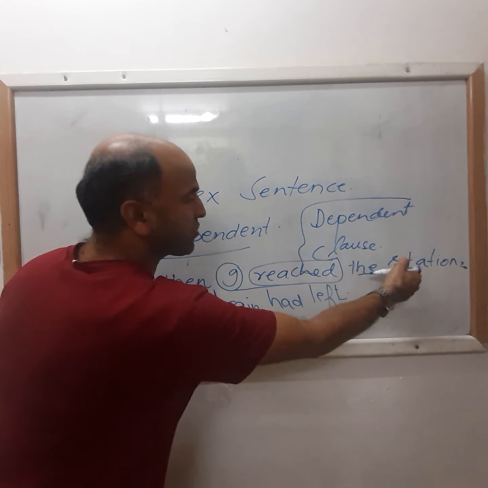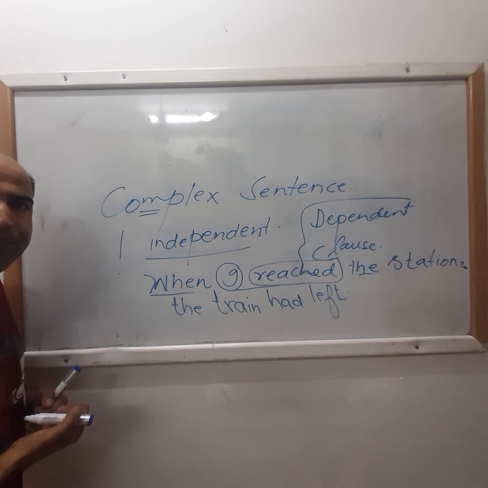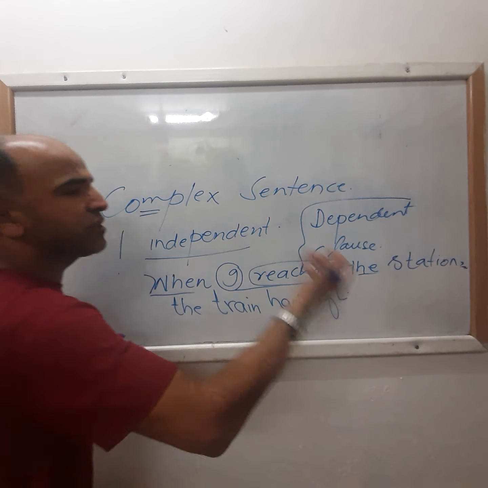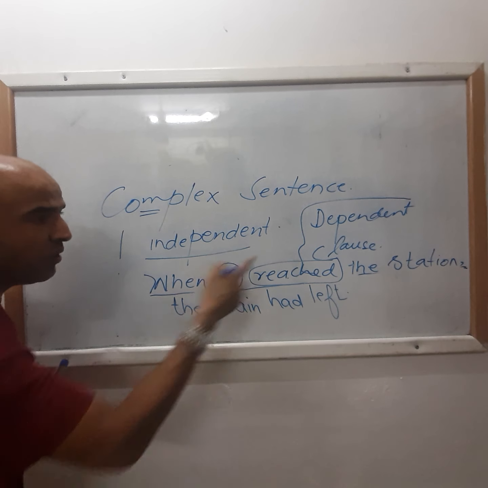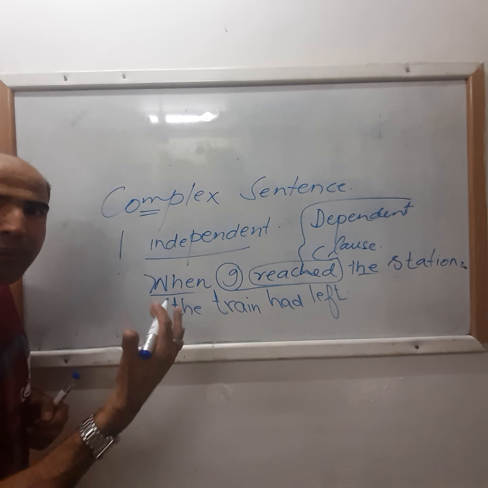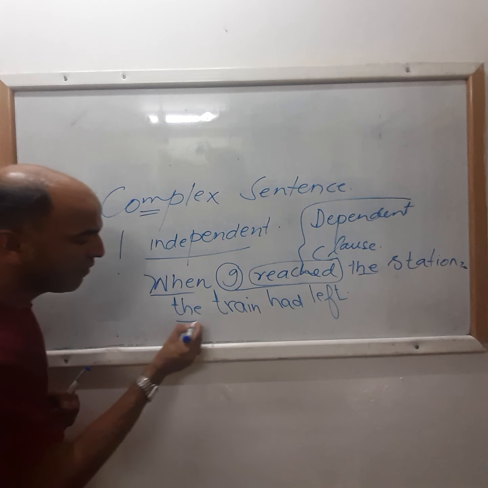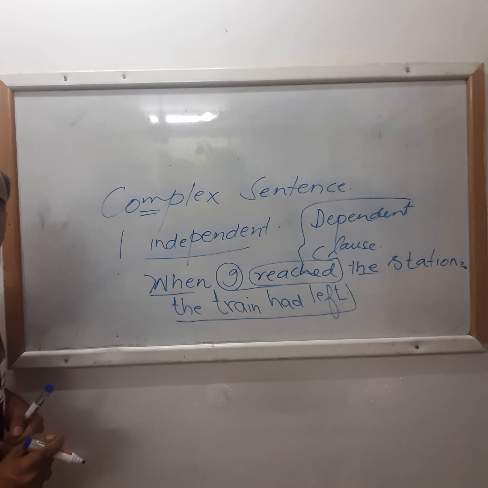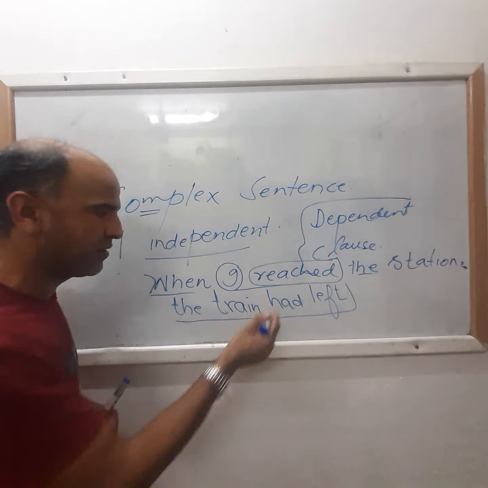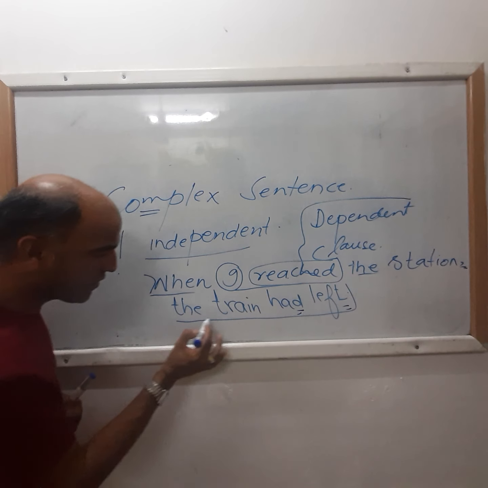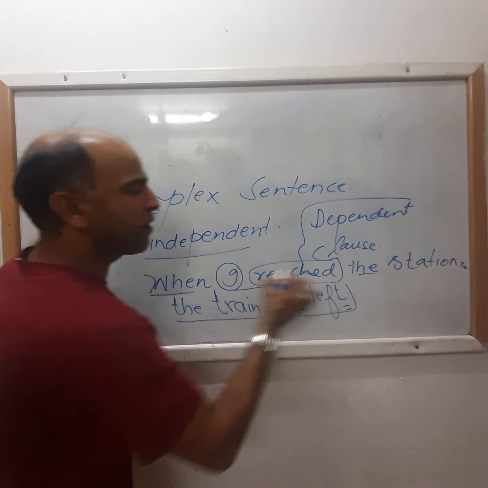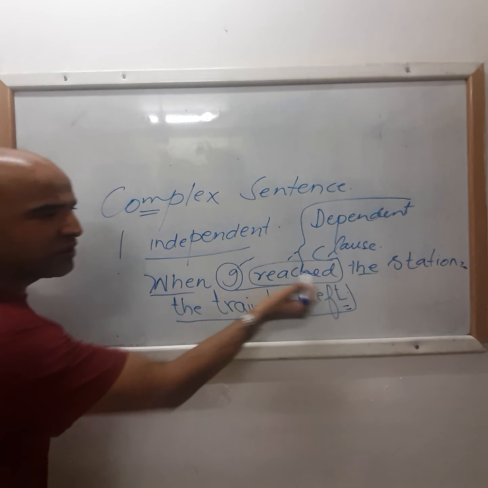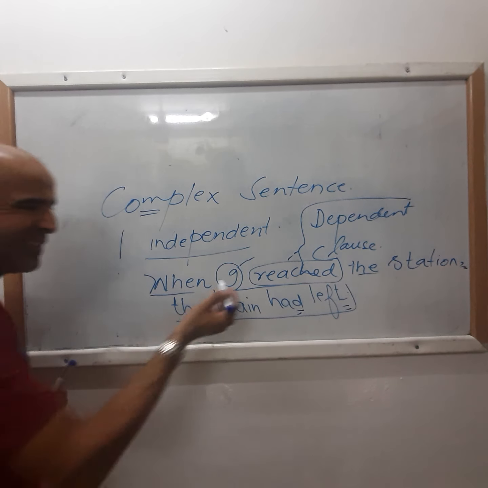When I reached the station, then what happened? It doesn't give us a complete thought or complete meaning. When I reached the station, then what happened? Okay, so this group of words needs extra information, and it depends upon this, which we call the independent clause. The train had left. This is your past perfect tense, had plus the third form of the verb, and it is giving you a complete thought. So this group of words has its own subject and its own verb, but it is devoid of giving you a complete thought. It cannot stand on its own.